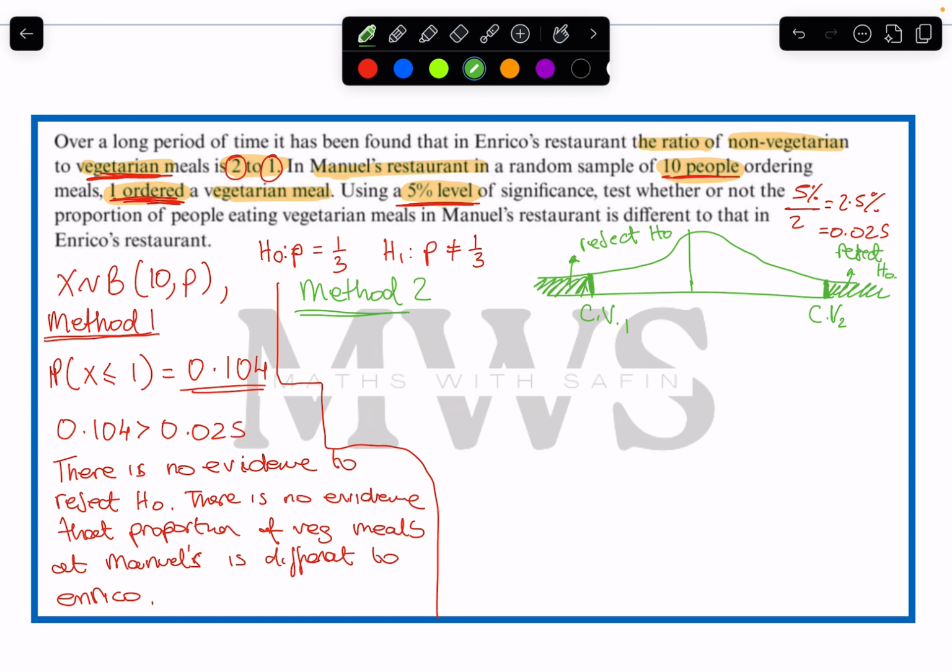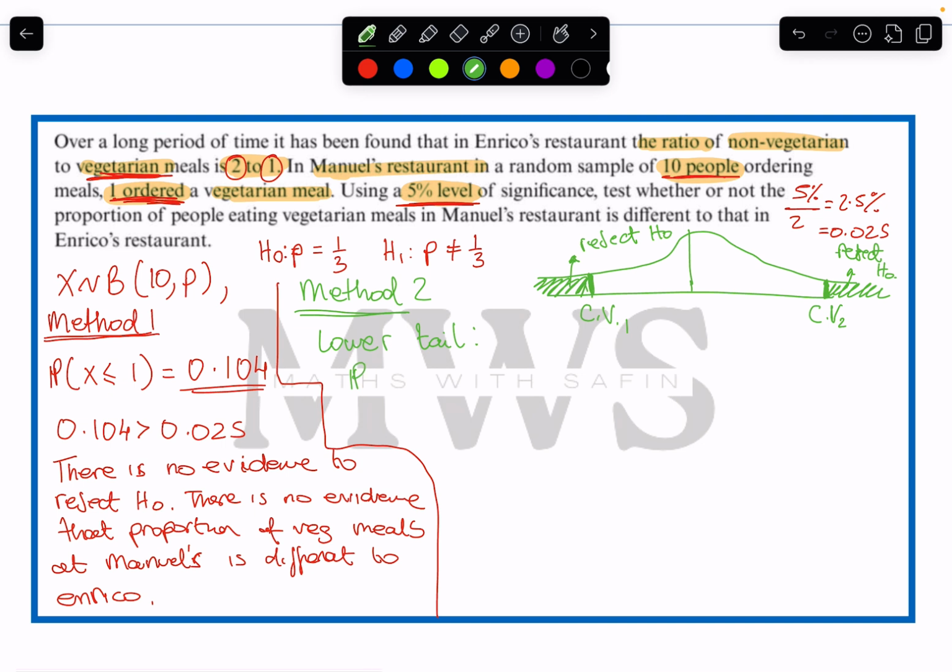So let's have a look at what we need to do in this case. Again, for two-tailed tests, remember that we're not trying to find the value that is below the significance level, but the closest number that we can get to the critical value. So let's do it for the lower tail. For the lower tail, we need to test different values.